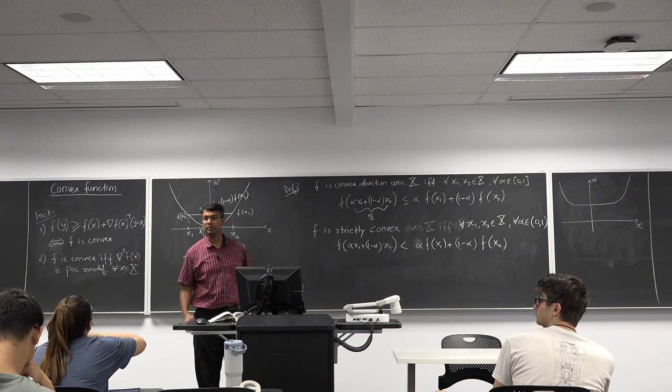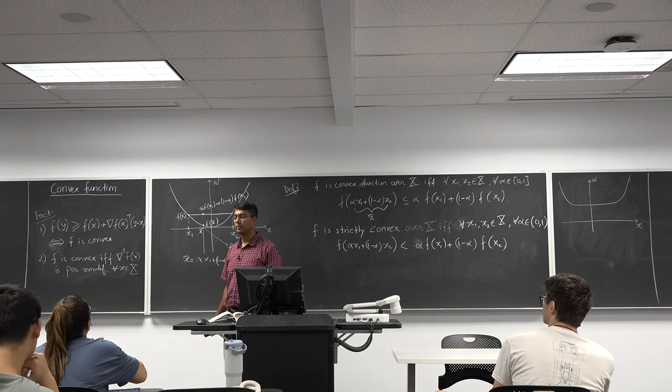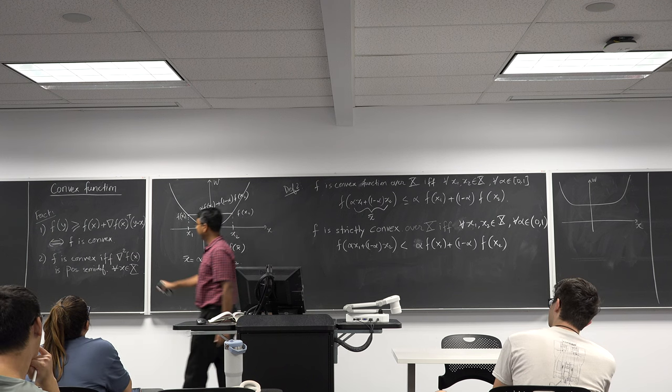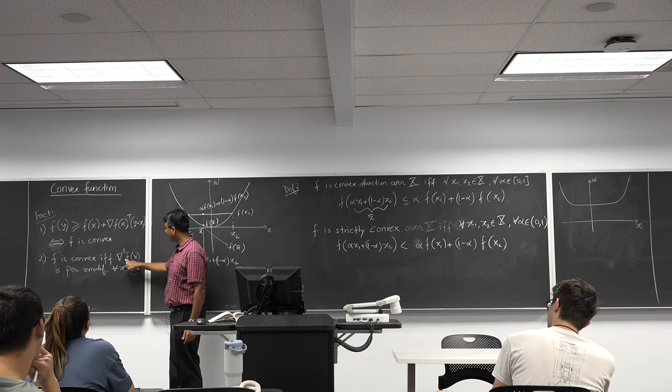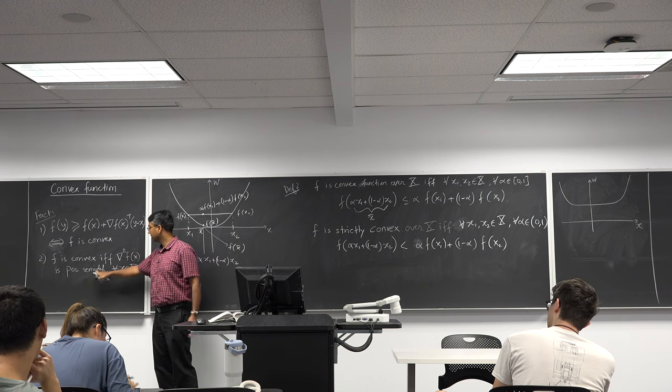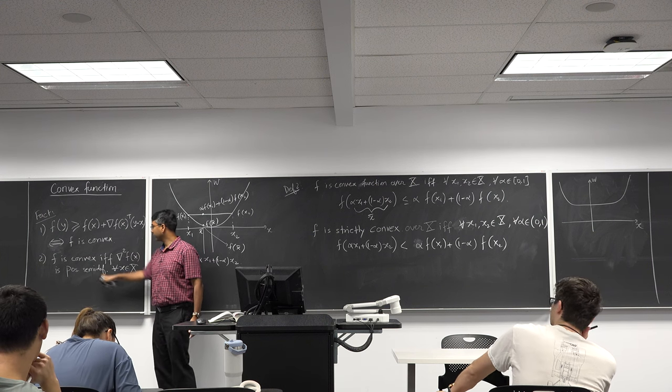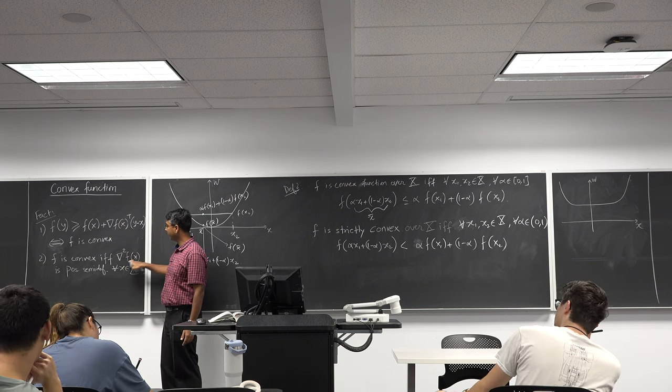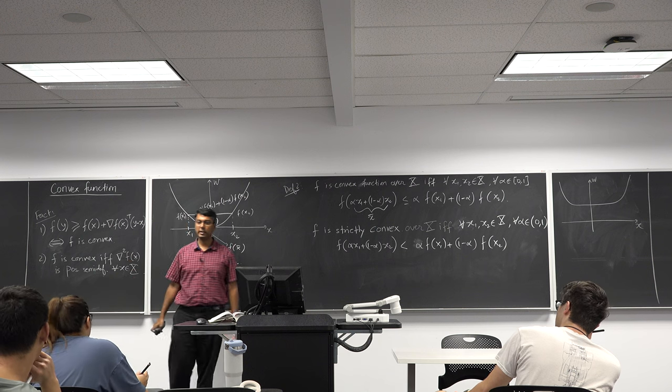Yes? How do we know if a function is positive semi-definite? It's not a function. So you evaluate the second derivative, you plug in the value of x, then you get a matrix. Then that matrix is positive semi-definite. Then you change the value of x, and you do the same thing all over again.